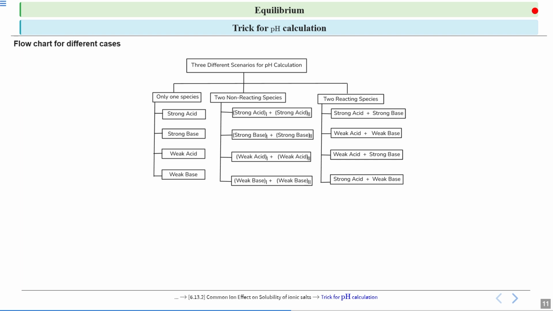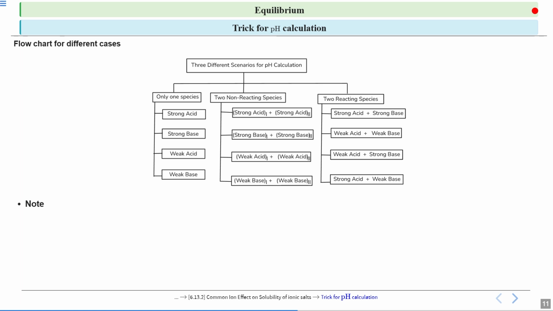What about 2 reacting species? So here you have to take 1 acid and 1 base, so they can be weak and strong both. So keeping that in mind, 4 combinations are possible: strong acid, strong base, weak acid, weak base, weak acid, strong base, and strong acid, weak base.